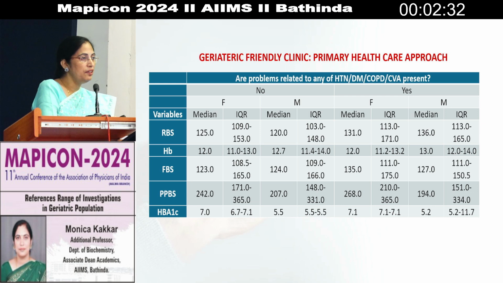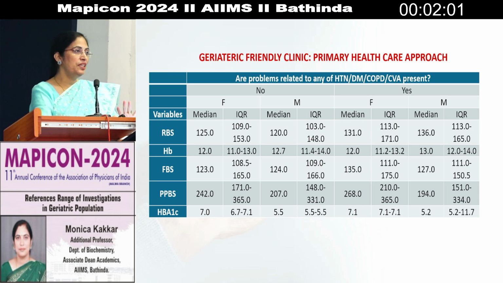Now, this was a study, an ICMR funded project by the name Geriatric Friendly Clinic, Primary Healthcare Approach. I think it's probably the only study as of now that I can recollect, or have seen in the literature, where a population of more than 5,000 geriatric individuals was studied, and I was fortunate to be part of this.